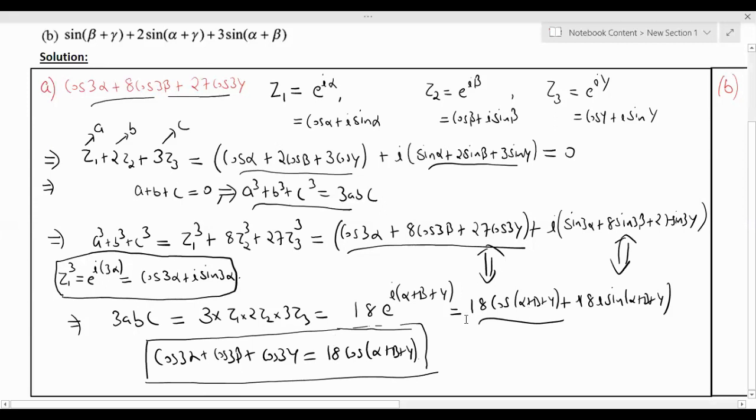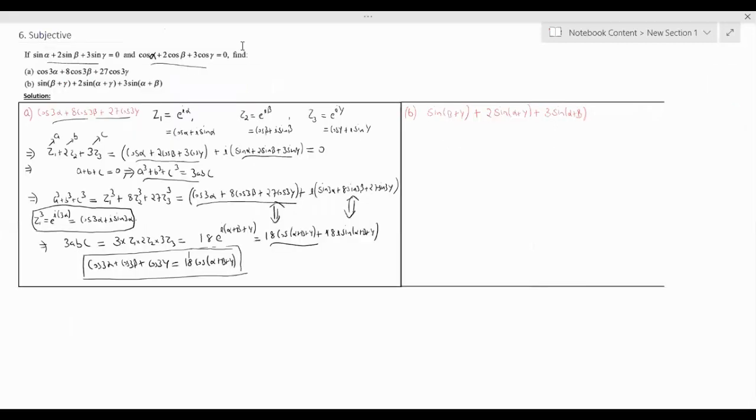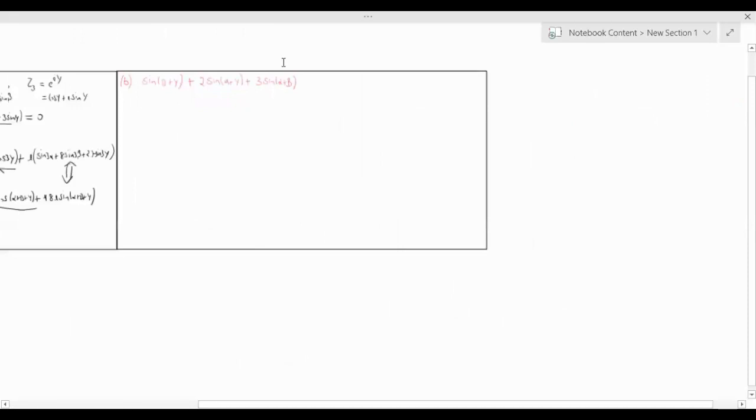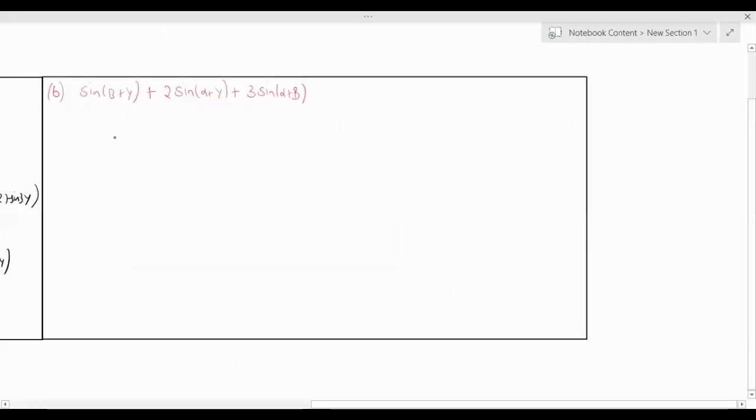Okay, so now let's move to the second part of this problem. The second part is actually interesting. He's asking us to find the value of sine of beta plus gamma, 2 sine of alpha plus gamma, and 3 sine of alpha plus beta. So now he is asking about the product of two complex numbers at a time. Observe this very carefully.